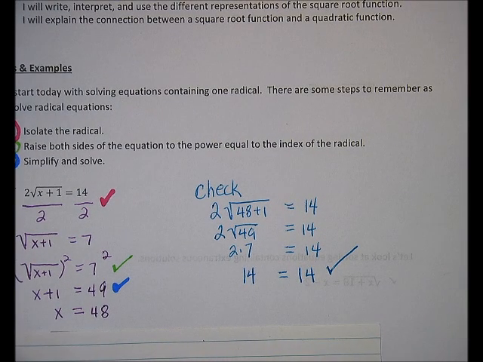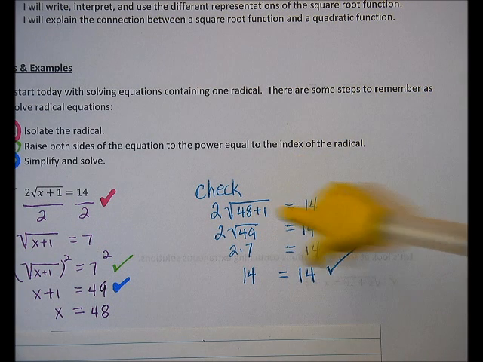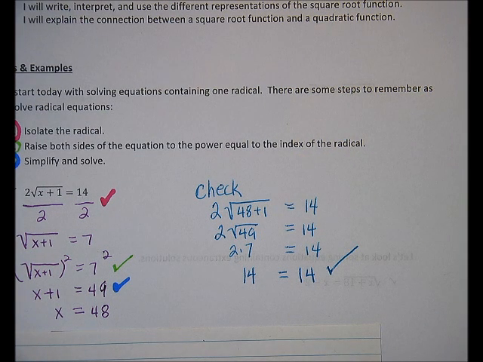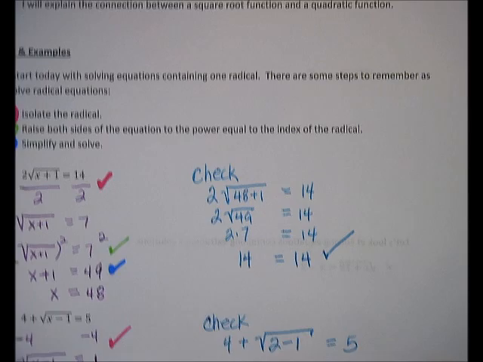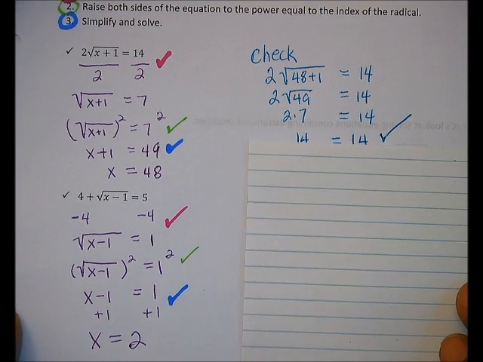Now, remember, I said that there was a required step, and it is to check your answer. So we will substitute our answer of 48 back into the original equation and solve. And we see that when we do that, 14 is indeed equal to 14, so this is the correct solution. Pause if you need to right now. We'll go on to our next example in the notes.